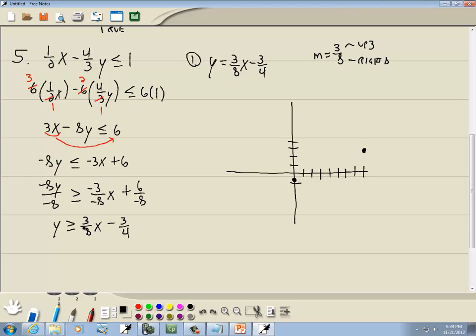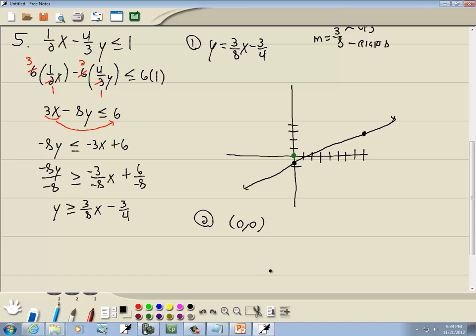Now, it's a greater than or equal to, which means this is a solid line. Okay, now we want to pick a test case. And again, unless your line passes right through it, always pick the origin. Don't make your life hard. It'll work on any point, though. I could pick 2, 1. I could pick 5, 7, or 100, 99. But 0, 0 is so easy.